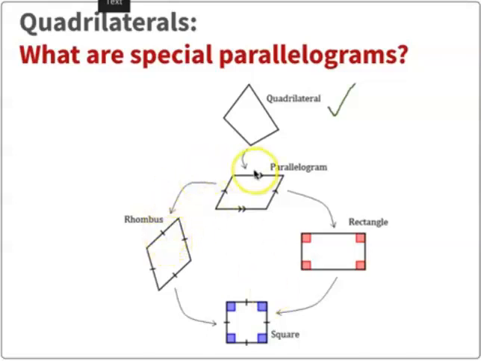So rhombuses are parallelograms. Rectangles are parallelograms. Squares, they're even more special. So not only are squares parallelograms, but a square has all the properties of a rectangle, and it also has all the properties of a rhombus. And we're going to go over what those properties are right now. But I just wanted to show you this flow chart that explains what each quadrilateral is, and how it can also be the one in front of it. So let's go on to the next slide.